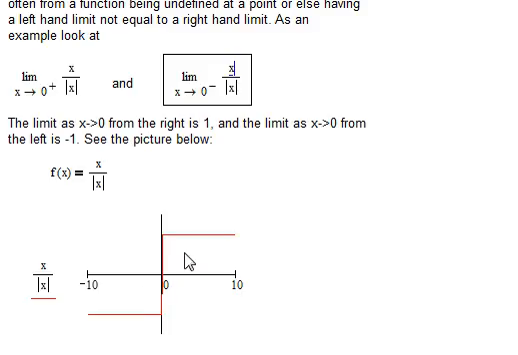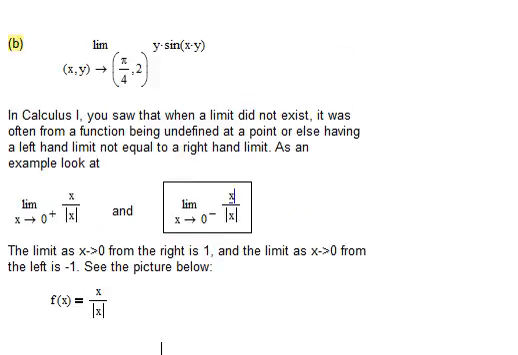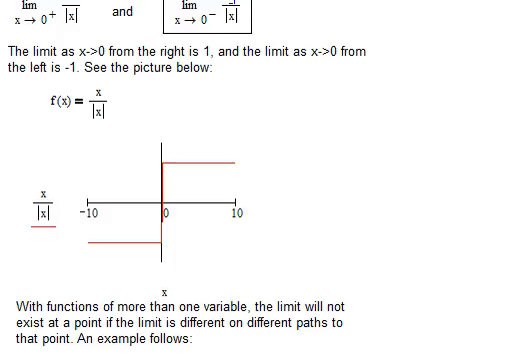I cannot make my software not connect this point and this point, but really, if I could draw perfectly, a hole would be here, and a hole would be here, and none of this red stuff on that y-axis would be drawn. So there's an example of a function having a limit that does not exist at 0.